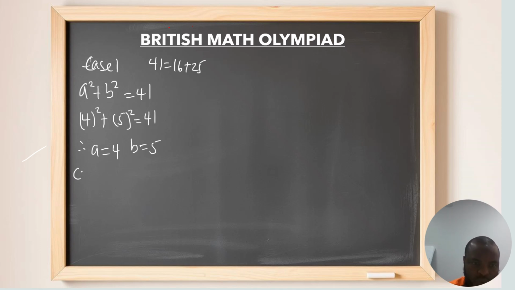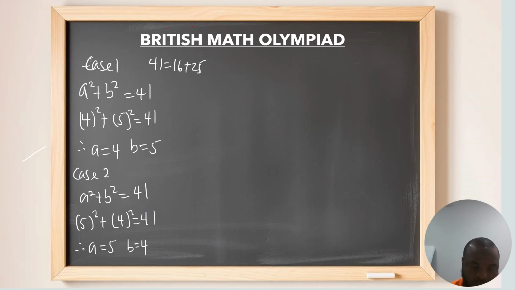We have case 2. Since we still believe that a squared plus b squared equals 41, it is possible that a is 5 and b is 4, which is still equivalent to 41. Therefore, in case 2, a is going to be 5 and b is going to be 4.